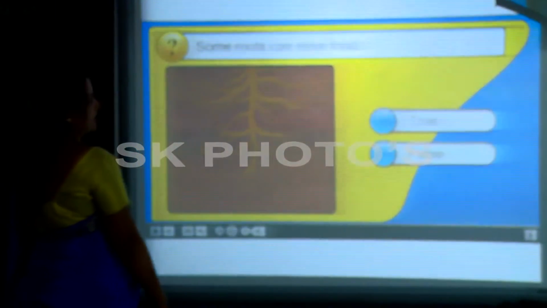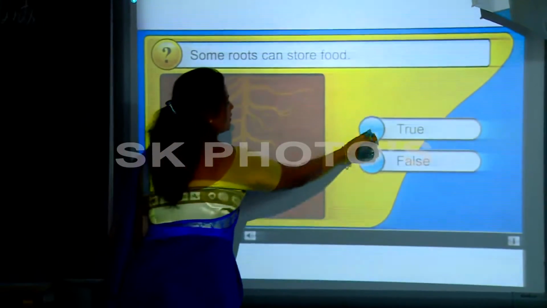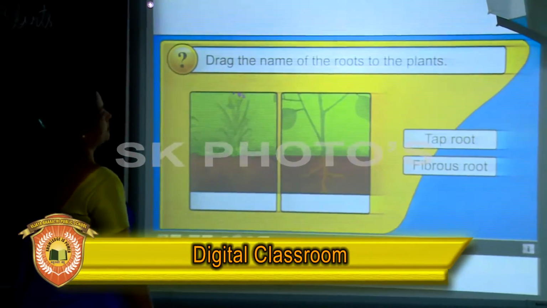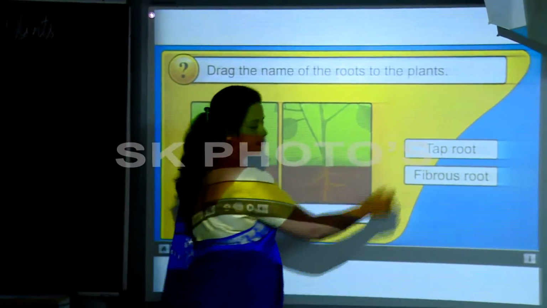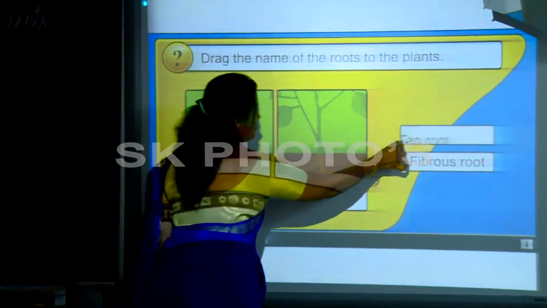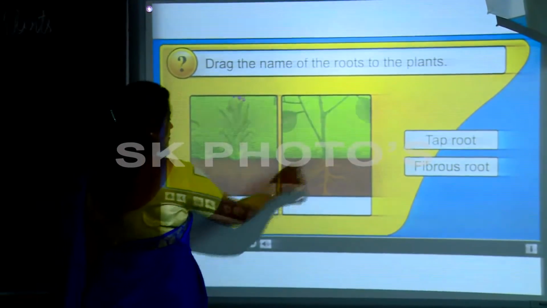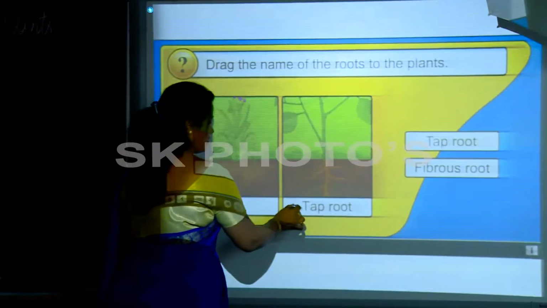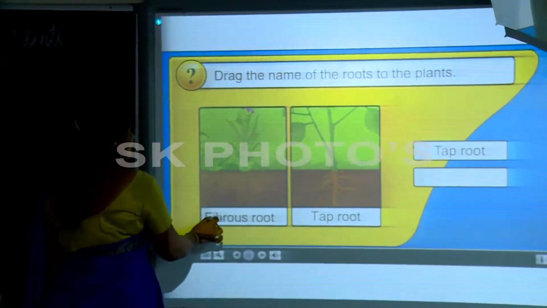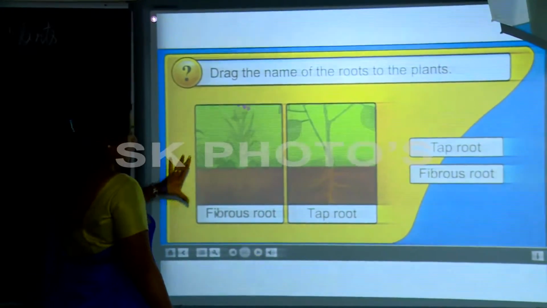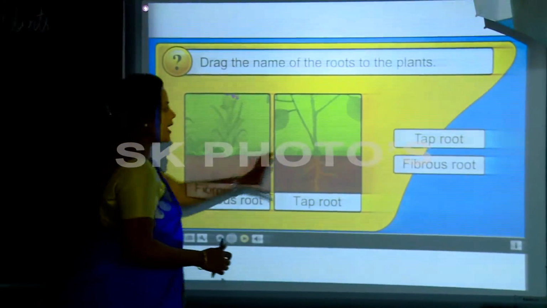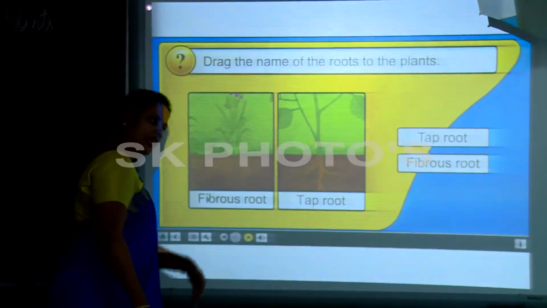Some roots can store food. True or false? True. Drag the name of the roots to the plants. Fibrous root. Tap roots grow deep below the soil.